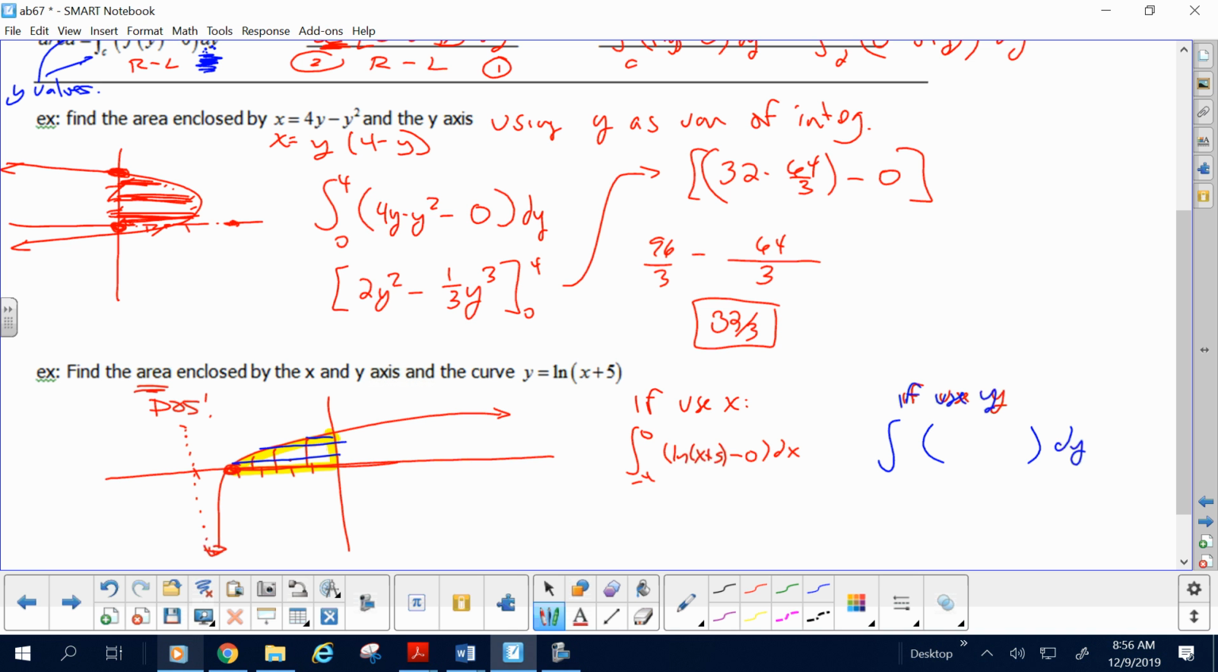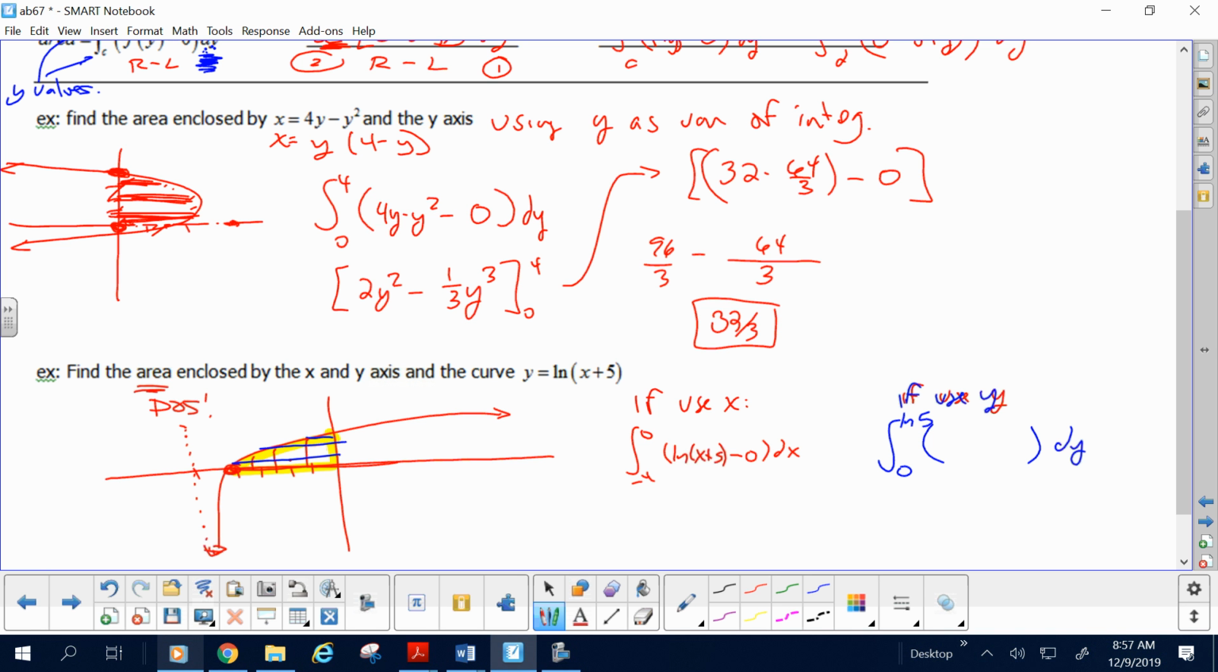Zero. Okay, I agree with zero. What about the upper? Now it's your log of 5. Do you see where we're coming from? This area ends when x is 0, and when x is 0, y is natural log of 5. All right, cool. Now you might right away think, well, y sucks, because that's terrible. And I understand, but stick with me.